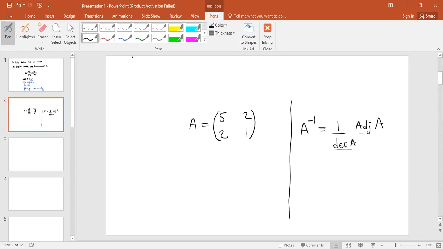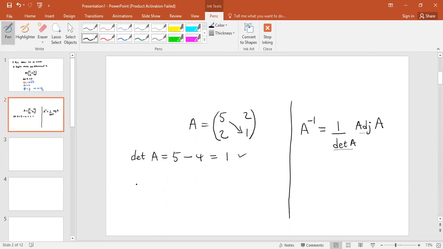So let's begin by finding the determinant of A. Let's be quick. The determinant of A is equal to, we multiply the major diagonal, so that will be 5 times 1, that will give us 5. Then minus this 2 times that will give us 4. So it means the determinant of A is 1. The determinant of A is 1. So the determinant, we have it.